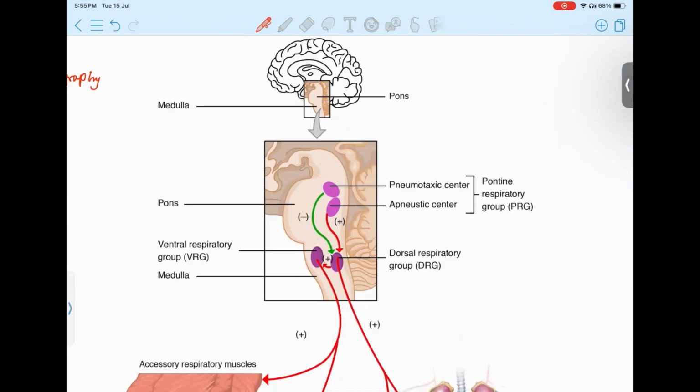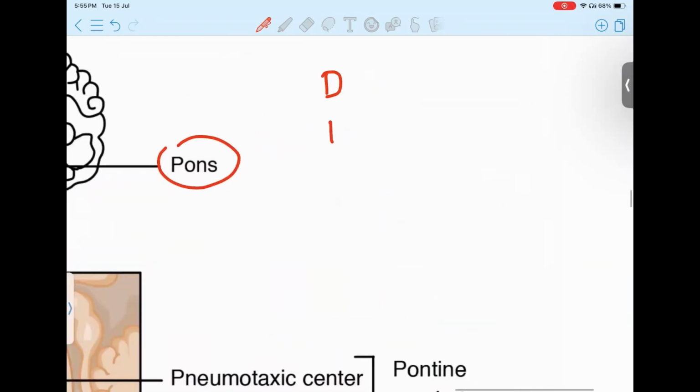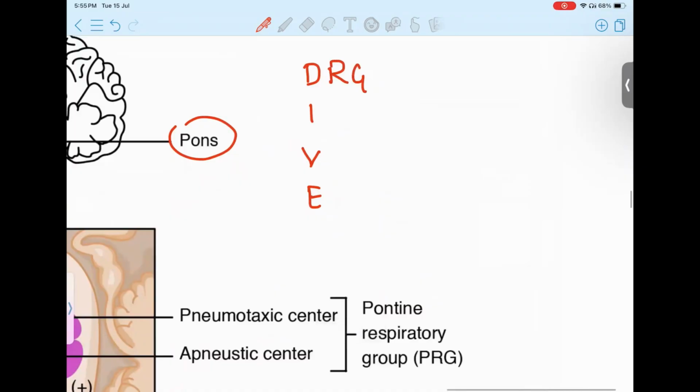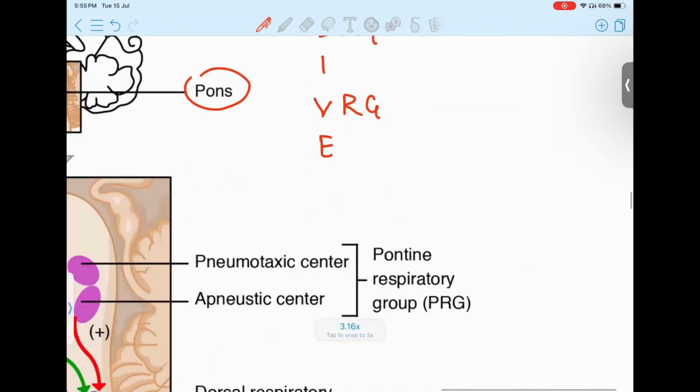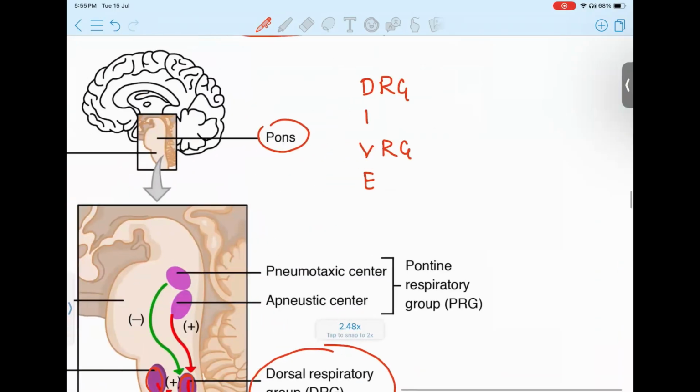Majorly your pons and the medulla are going to maintain it. How is this maintained, guys? Remember the mnemonic DIVE. What is this DIVE? D for DRG and V for VRG. What are these structures? Here you can see the DRG is present here. This is your dorsal respiratory group, so this will be maintaining your inspiration. So the DRG is going to maintain your inspiration.